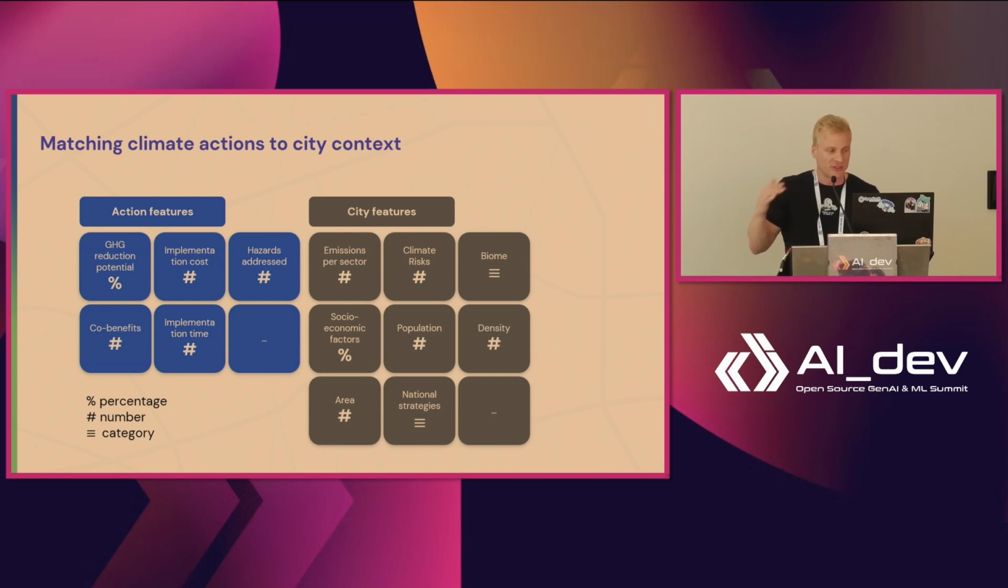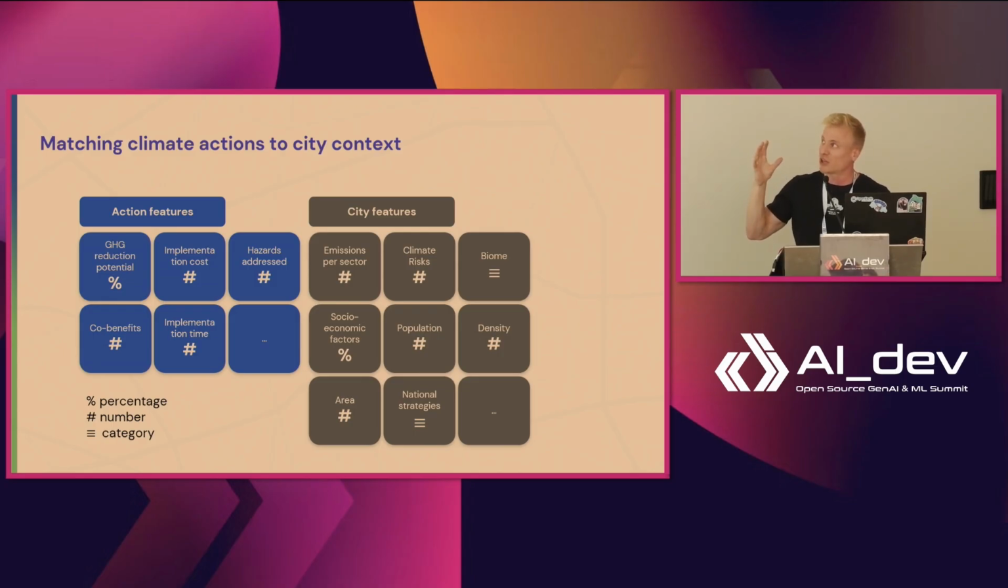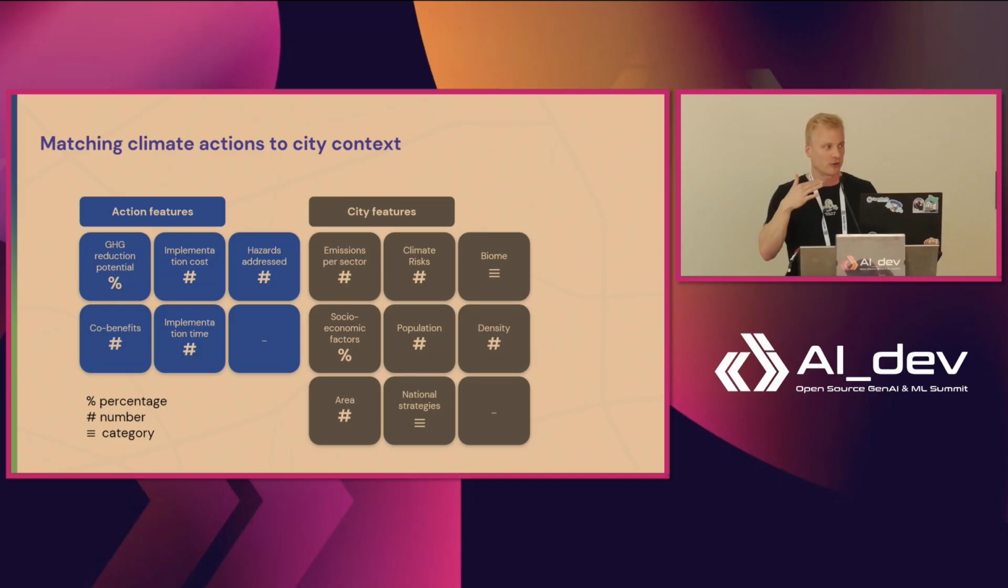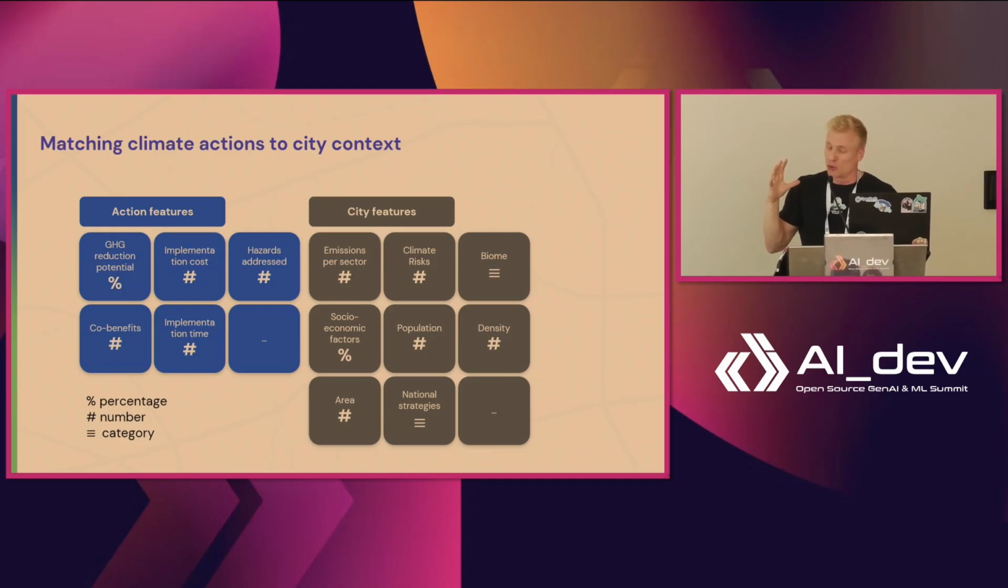And at the same time, there are city features. I already talked about the first one, the emissions per sector. This is basically the inventory that I talked about, so it's super important that cities have this in place. There are climate risks, there are national strategies, which is important because the city should follow what is decided on the national level. And there are lots of other features that define a city as a whole. So the idea is to match the action features with the city features and then decide which is the best action for the city to take.